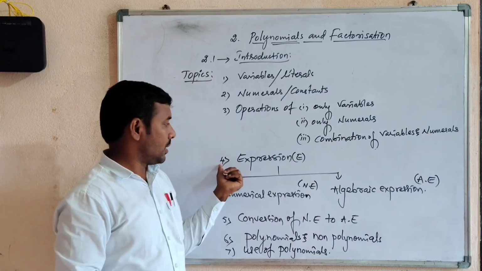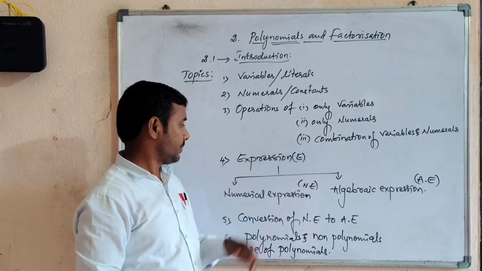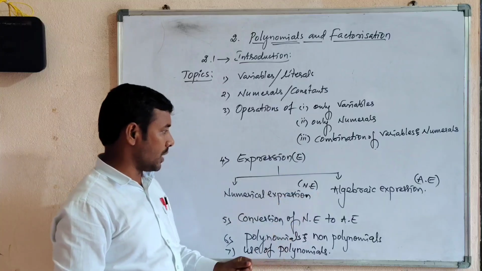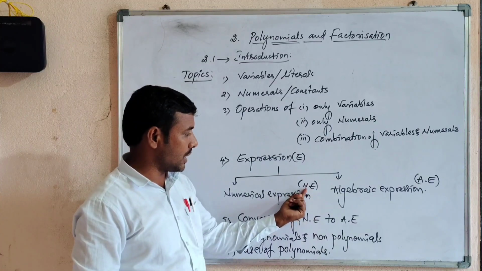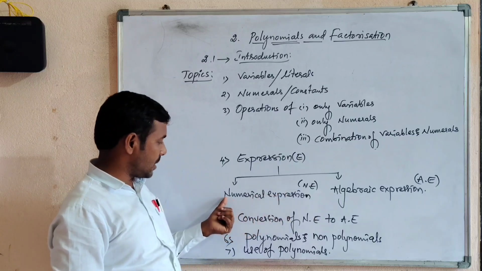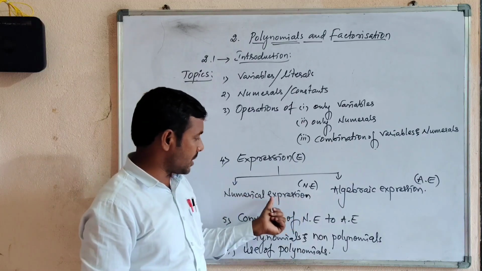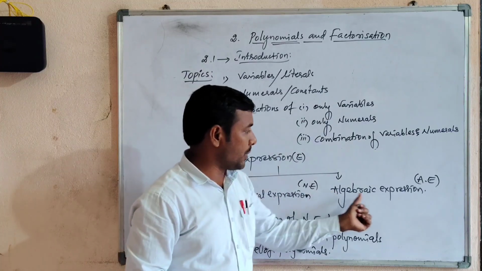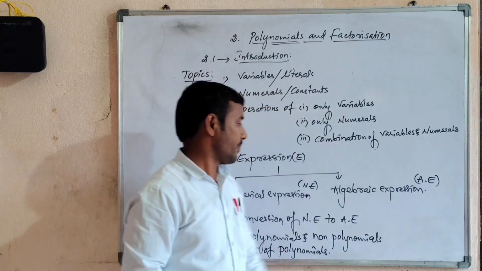Fourth topic, expressions. We denote expressions with the letter E. Expressions mainly have two parts. One is the numerical expression, shortly NE. One more is the algebraic expression, shortcut AE.